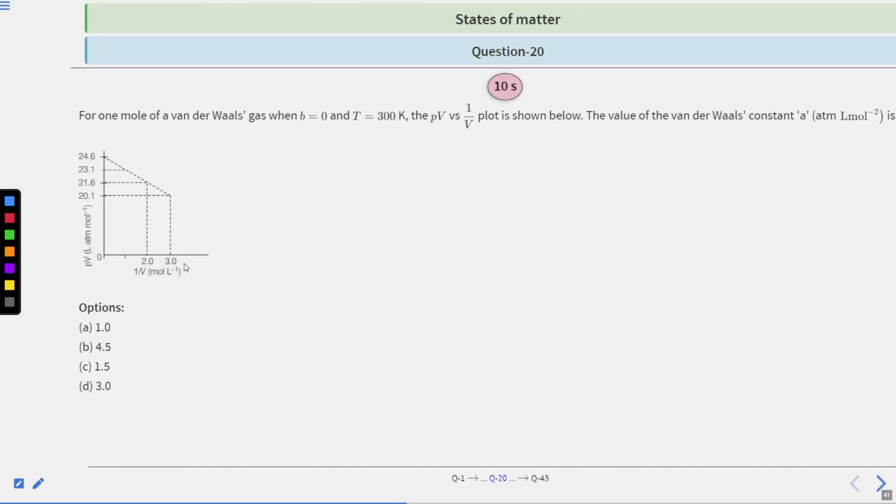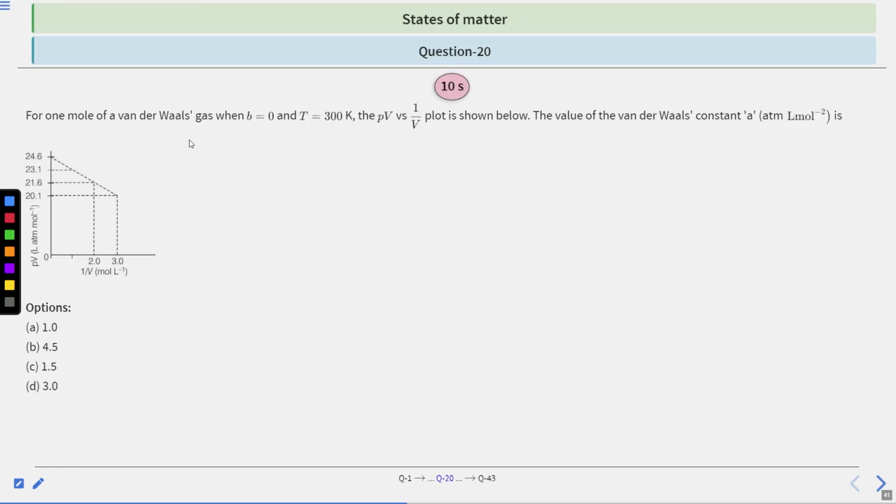Moving on to question number 20. For 1 mole of van der Waals gas, when b equals 0 and T equals 300 Kelvin, the PV versus 1 by V plot is shown below. You can see here. The value of van der Waals constant a is, we have to find out a. Options are 1, 4.5, 1.5 and 3. You have 10 seconds to solve this question. After that, we will see the answer.